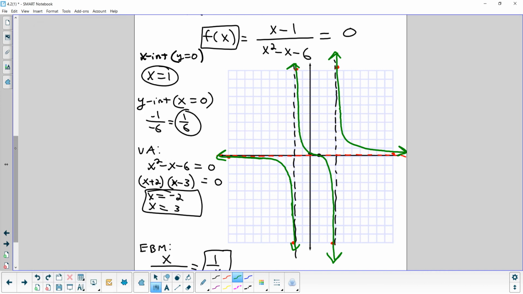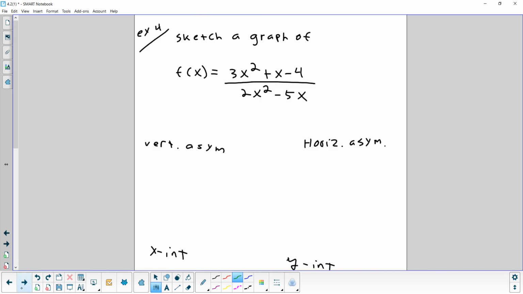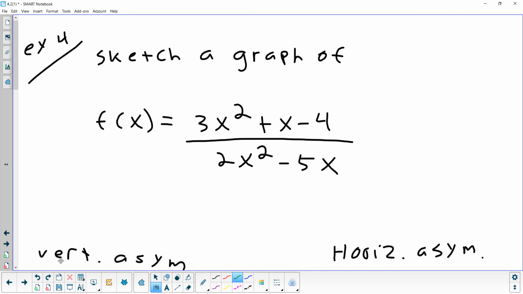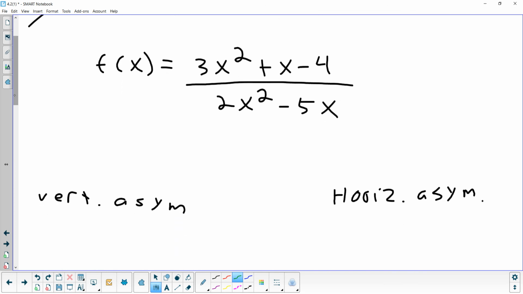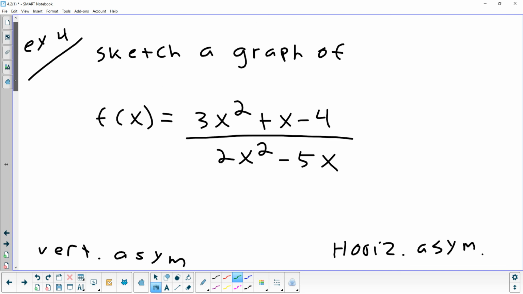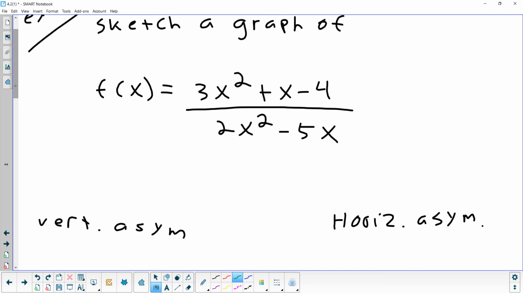Okay, questions on that? All right, let's finish up with this one. Okay, this time they've already written out everything they want us to find. So we'll sketch a graph. Let's start with vertical asymptotes. Does anybody see what I can do to the bottom to make that easier to see my asymptotes?